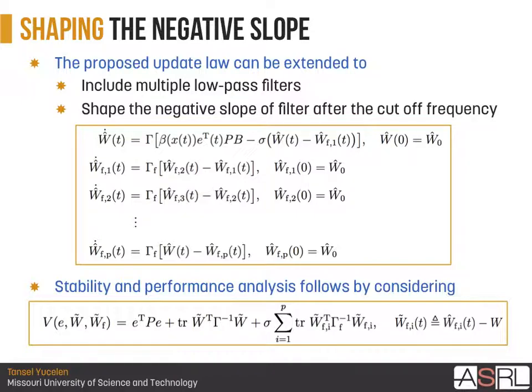Now, this selection of the filter is not unique. For example, and I am going to illustrate this in a spacecraft example in a second, if you would like, you can include multiple low-pass filters to shape the negative slope of the filter after the cutoff frequency, such that you can more strictly get rid of those oscillations. So in theory, it is possible to introduce P filters, then your Lyapunov function candidate to prove stability has this form, and I am going to illustrate this in an example.